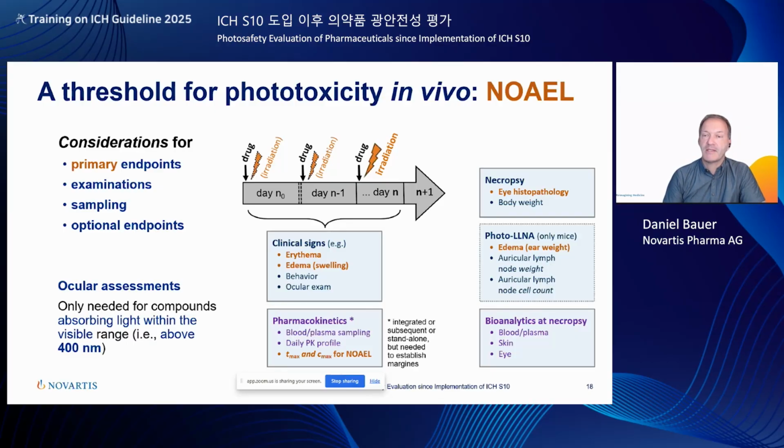And looking at the eyes, only if you have a compound which absorbs above 400 nanometers. So this is the cutoff for visible light. 400 nanometers and longer wavelengths are visible light, and if you have a compound which has not a flat absorption profile but shows some residual absorption there, you will also sample the eyes.